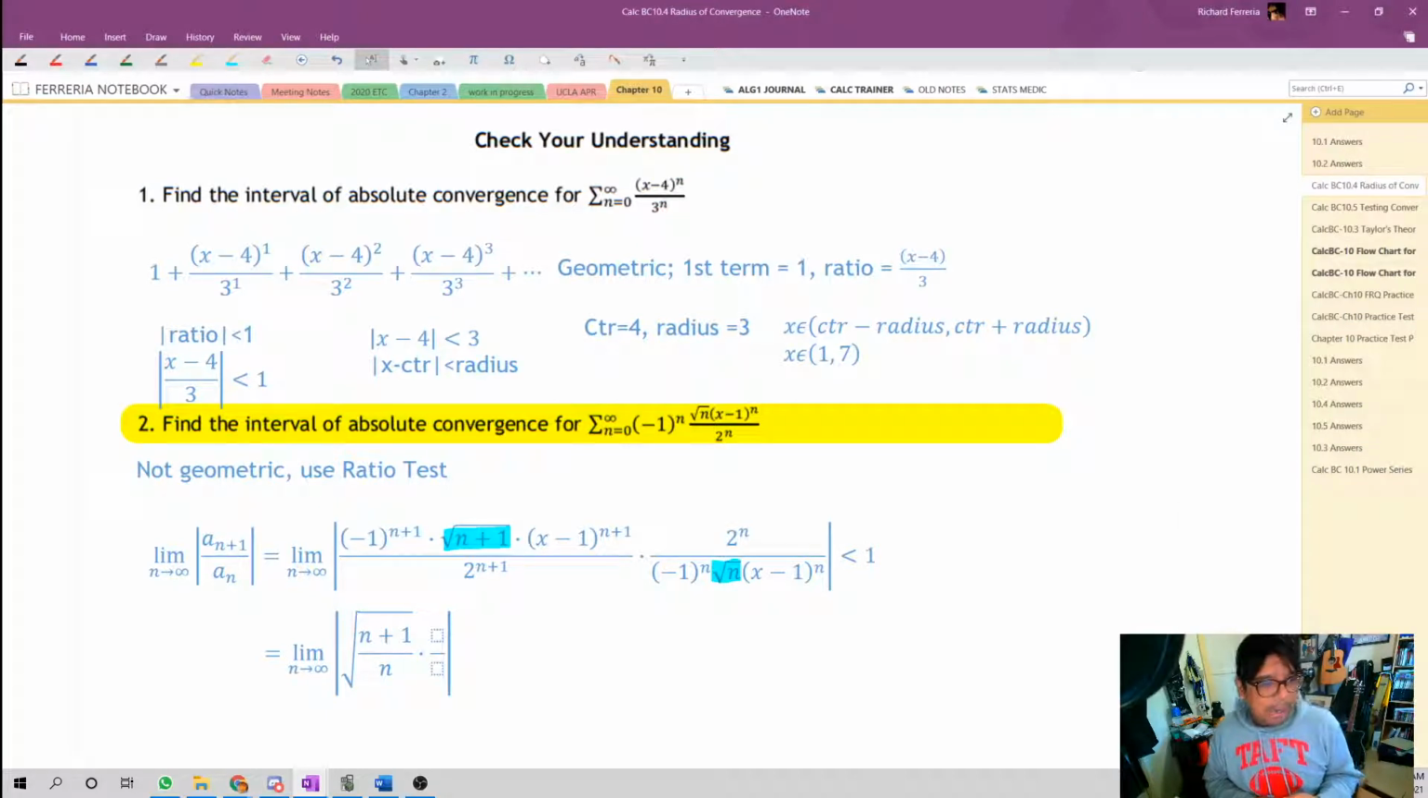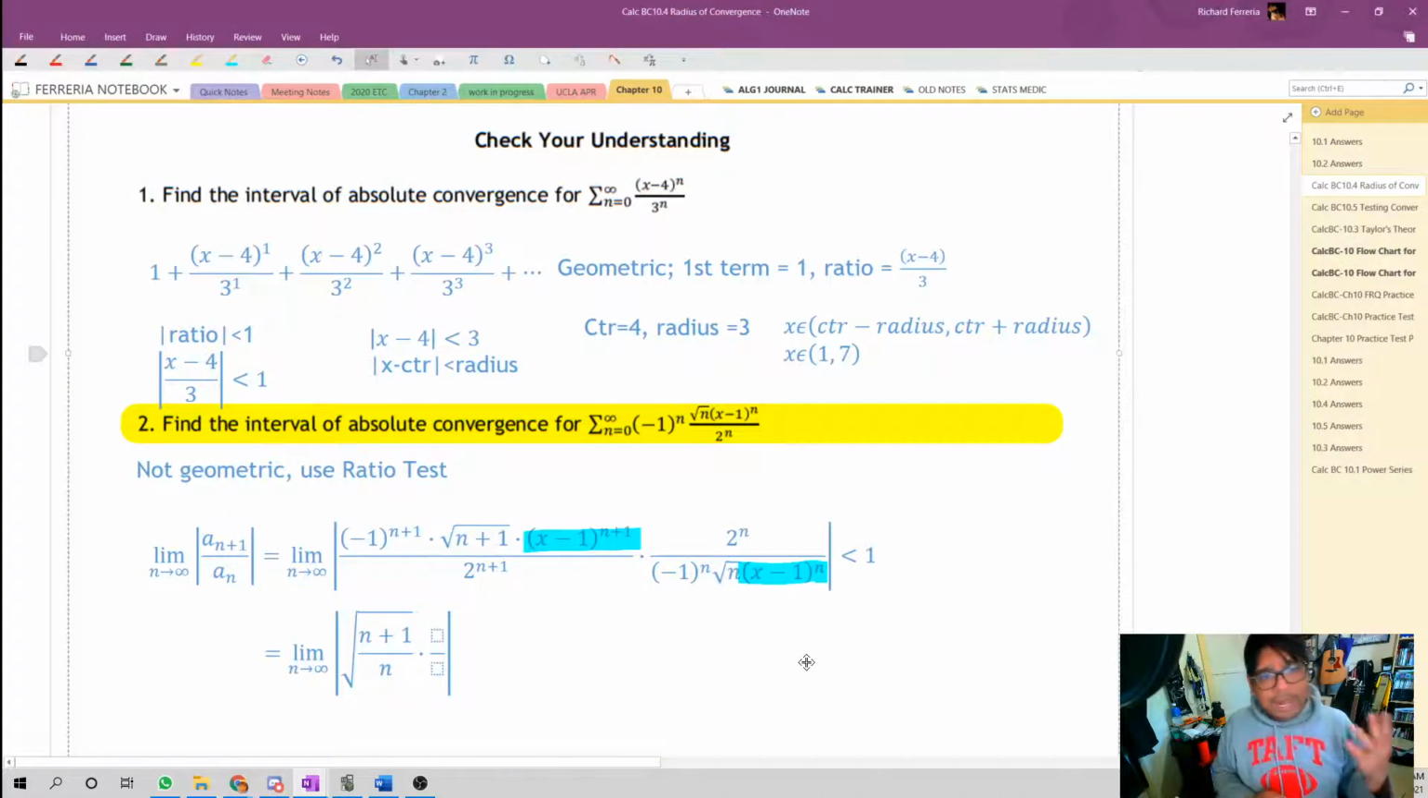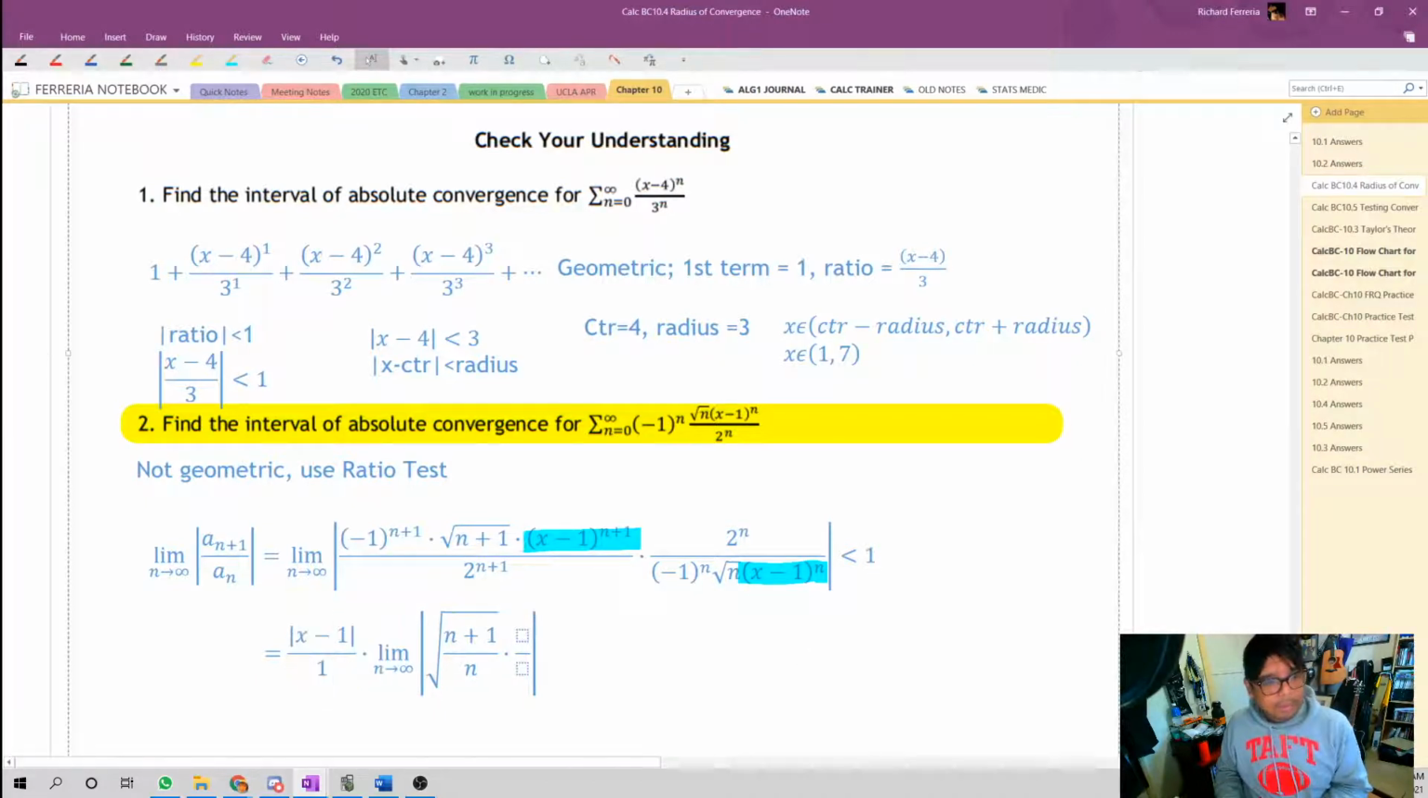Now the next part here I see is the x minus 1. So I've got (x minus 1) to the n plus 1 on the numerator and (x minus 1) to the n on the denominator. I know that those are going to cancel out, and that's going to leave me with, well, just an x minus 1, which has no n. So I'm going to put that on the outside of my limit.